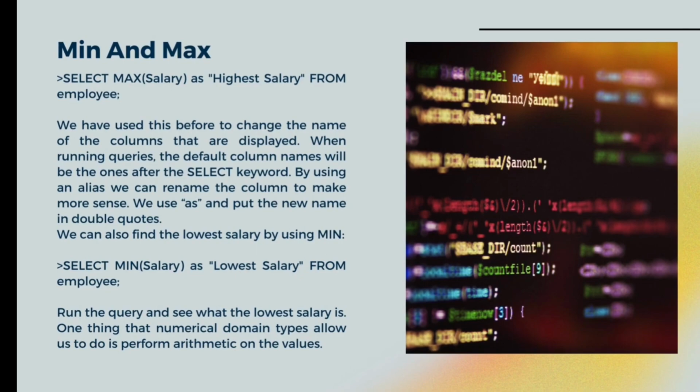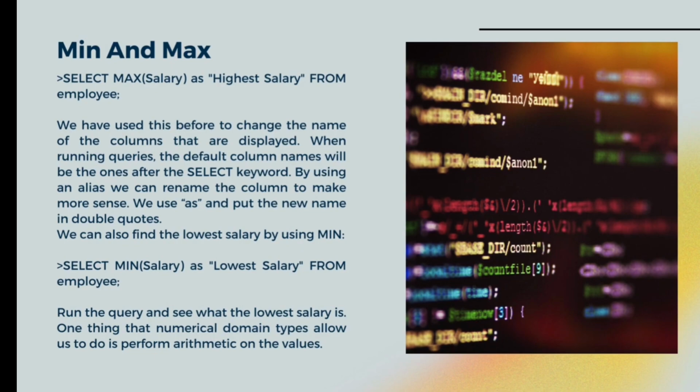When running queries, the default column names will be the ones after the select keyword. By using an alias, we can rename the column to make more sense. We use AS and put the new name in double quotes. We can also find the lowest salary by using MIN. Select MIN(salary) as "lowest salary" from employee. Run the query and see what the lowest salary is.